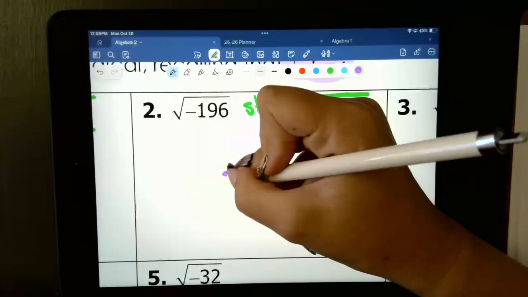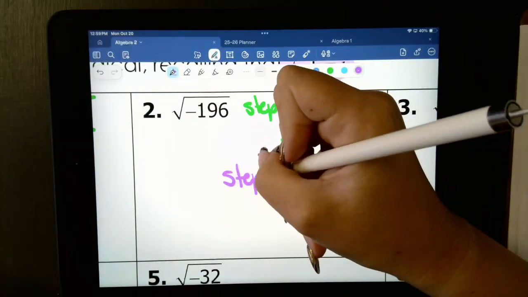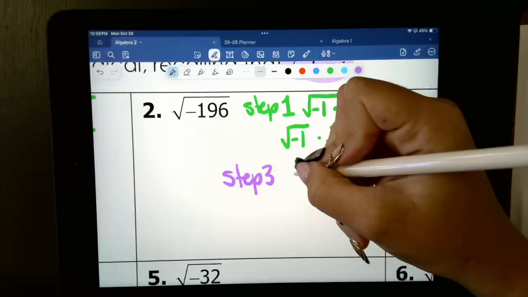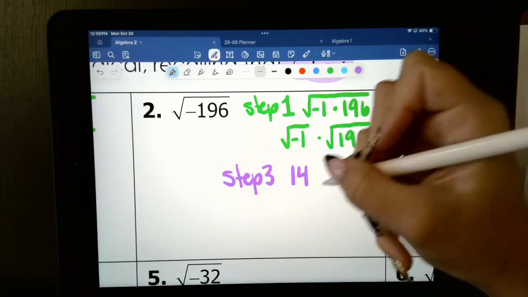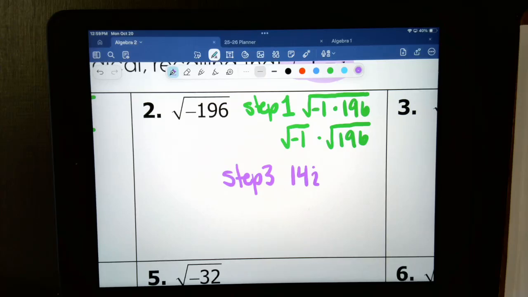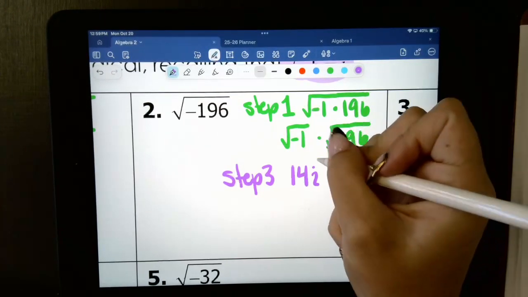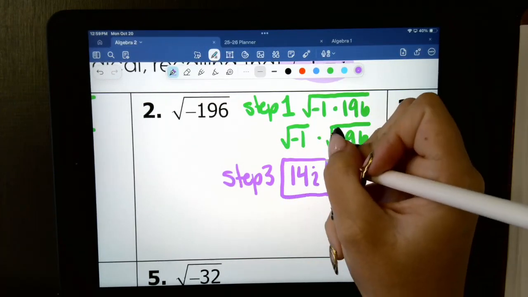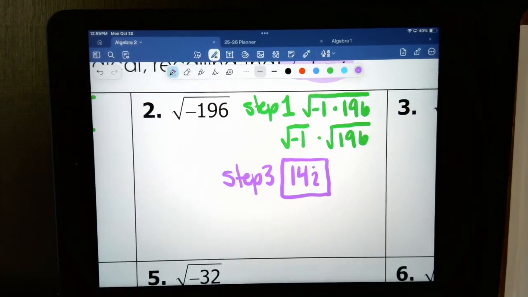We go ahead for step 3. So, 14i. And that's our answer. No plus or minus, because we're just simplifying an expression. That's all you're doing for now.